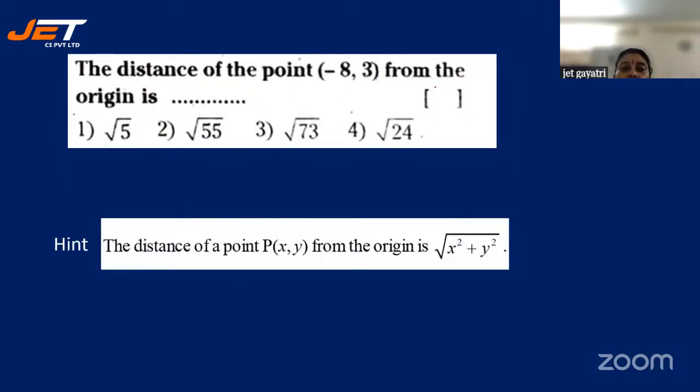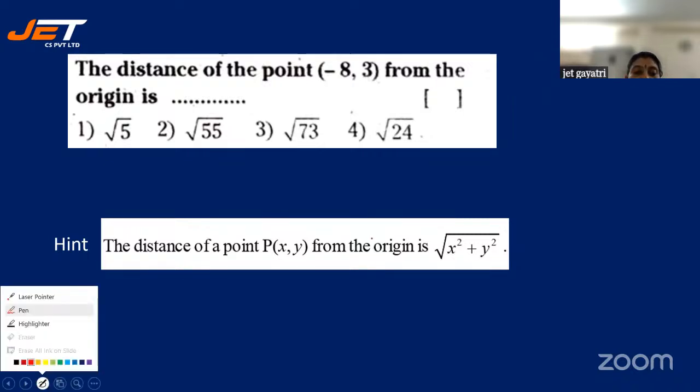The distance of the point minus 8, 3 from the origin is dash. Is it root 5, root 55, root 73, root 24? So you can use this formula, root of x square plus y square. Right, so let's see how many of you are quickly going to give me the answer this time.